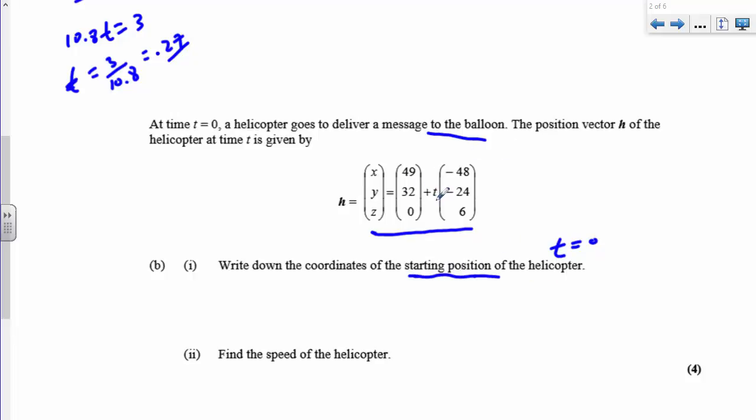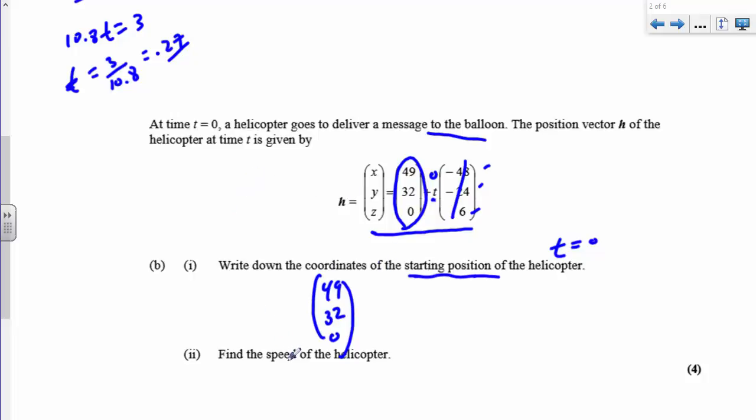You see this right here, this value of t? If this were 0, then this is basically 0 times what? All 3 of these things. Which means this whole thing would what? It would go away. So what is the starting point? Really, it's just this. That's all that you would have left. It's just going to be 49, 32, and 0. That's a very, very simple question.